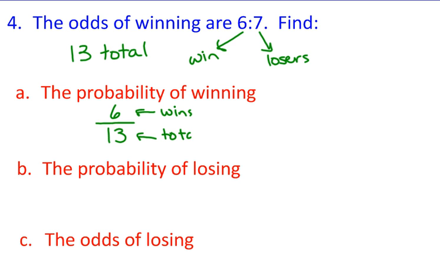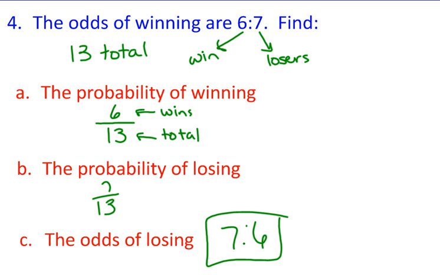So my probability is 6/13. How about my probability of losing? Well, then I'm just going to flip that and I'm going to say that's 7 out of 13 because I put my losing on top. What are the odds of losing? My odds of losing are going to be losing first. So 7. I have 7 chances to lose and I have 6 chances to win. So I just flip that around. Since the odds of winning were 6 to 7, the odds of losing are 7 to 6.